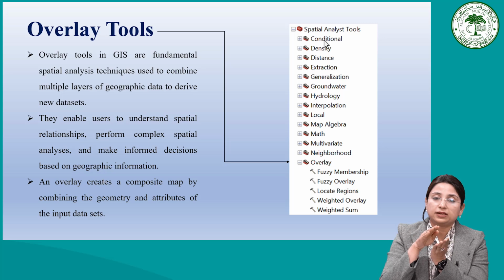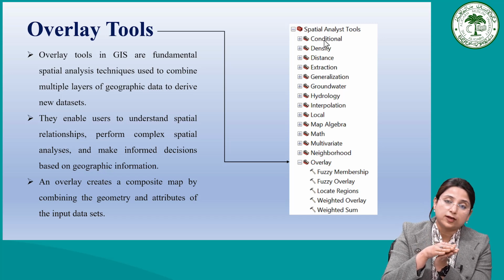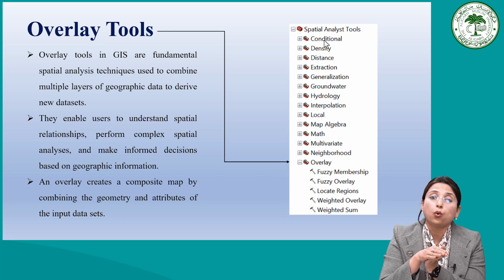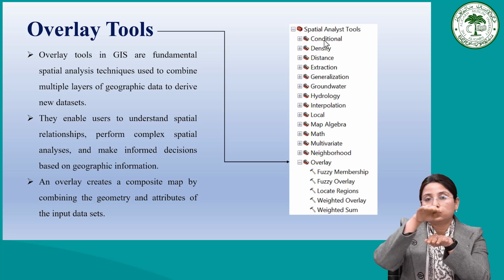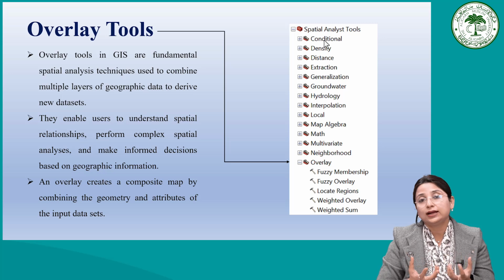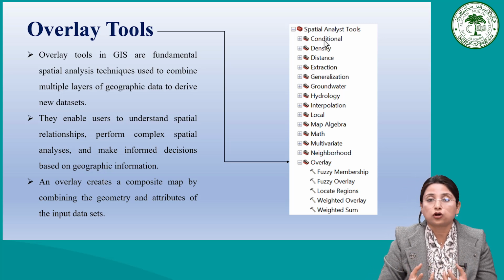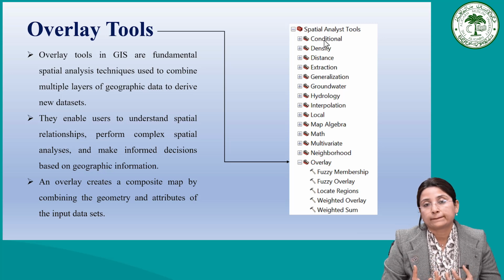Overlay means that we are superimposing, or we can say we are overlaying one layer upon the other, according to the set criteria, in order to get a new subset, some sort of new information, whatever is required.